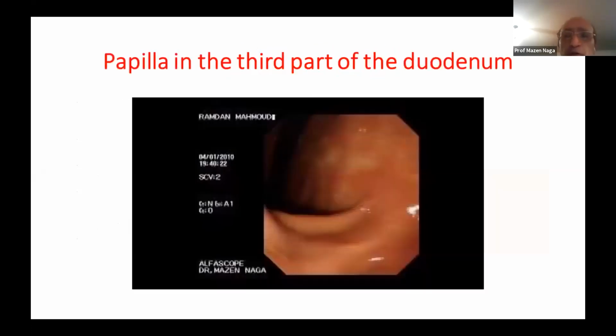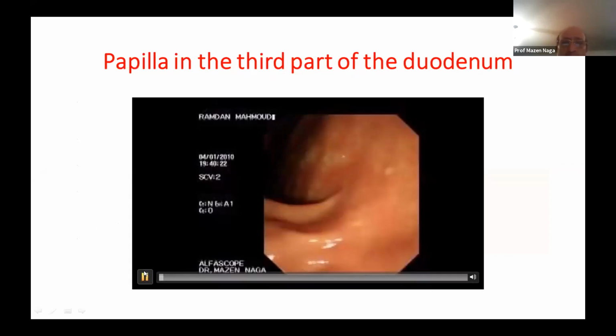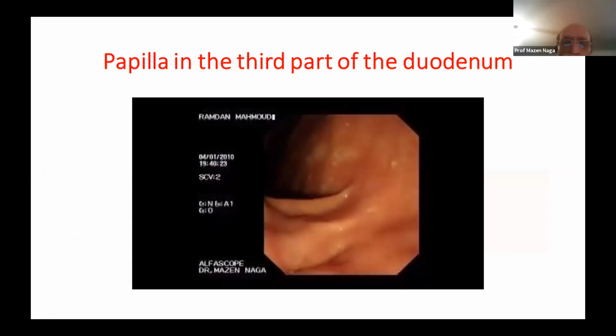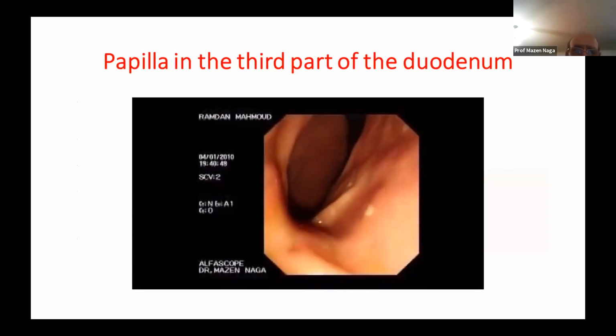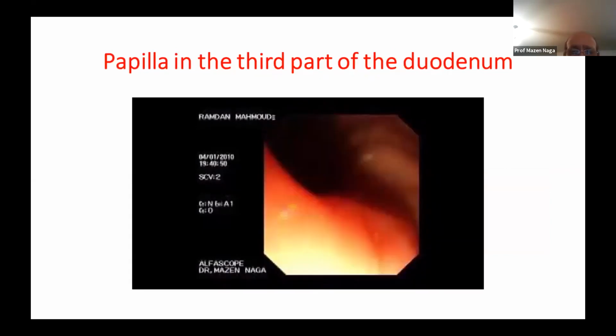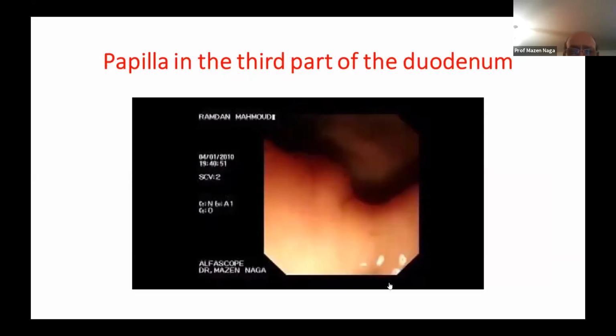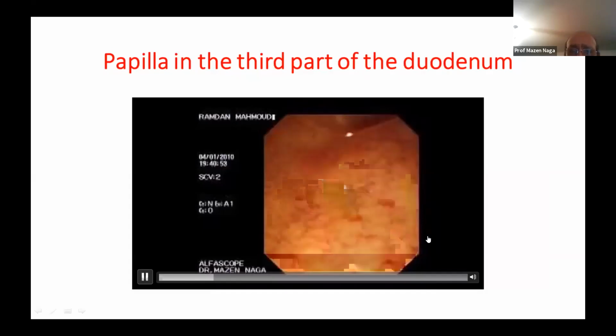A papilla in the third part of the duodenum is also difficult, because fixation of the scope in the proper position is difficult. Usually the scope falls back to the stomach, as we will see now. We pass through the pylorus by the sunset appearance, passing through the pylorus without seeing the actual opening of the pylorus. Now here on the bulb, we go to the second part.